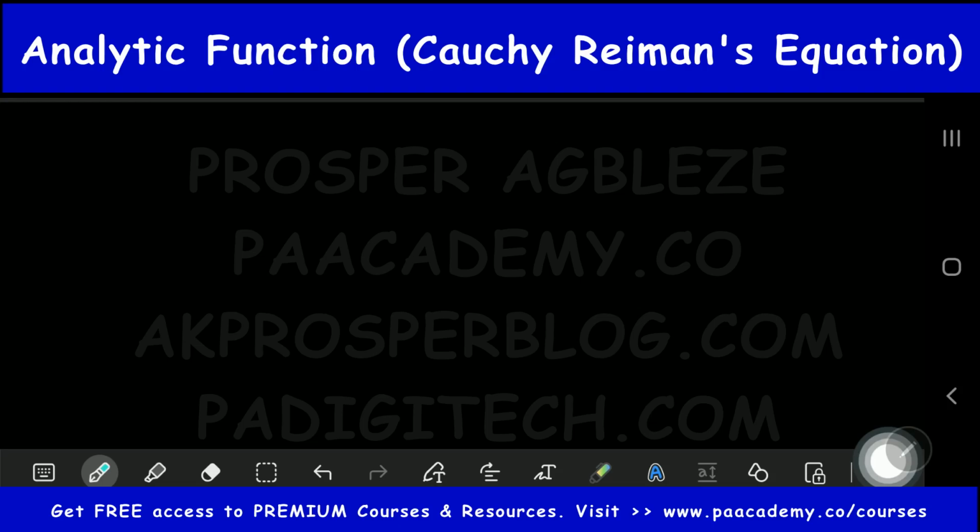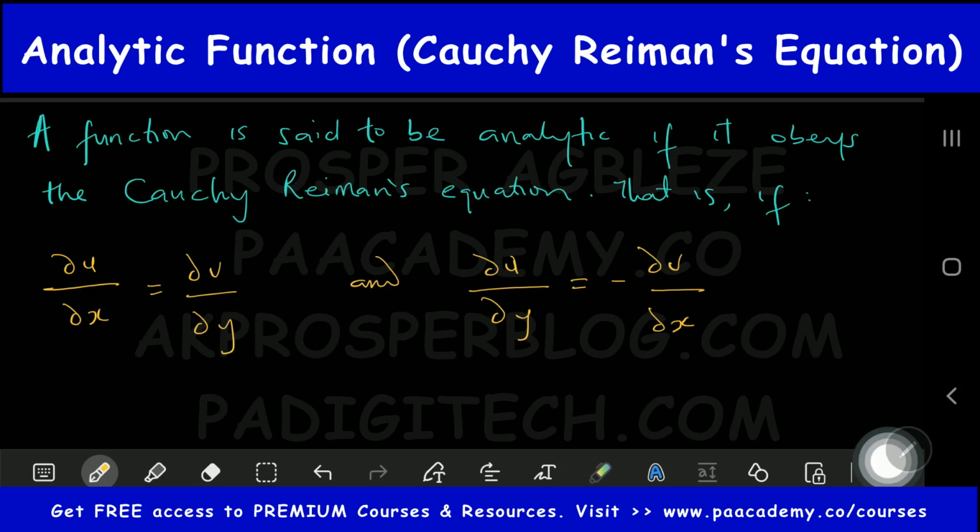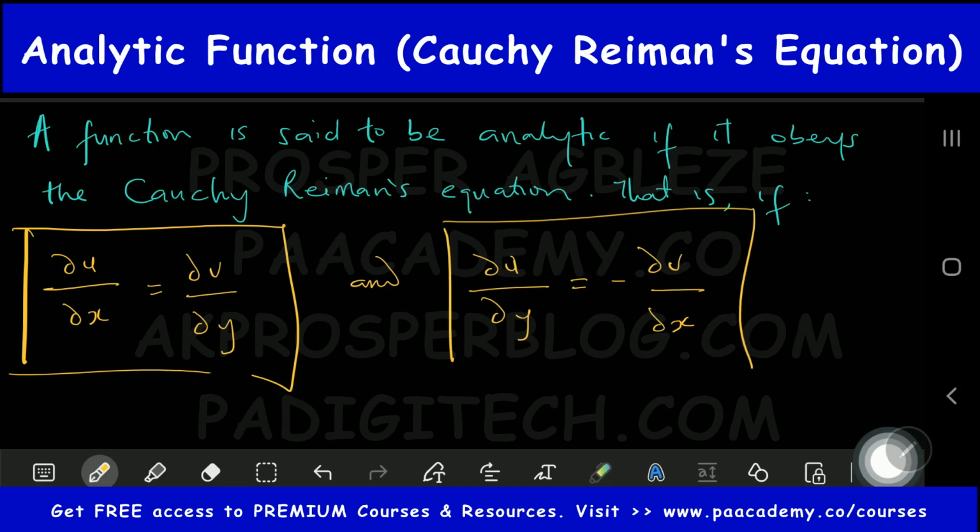So now let's look at what we mean by analytic function. So the condition is a function is said to be analytic if it obeys the Cauchy Riemann equation. Alright, and what is that equation? So if du over dx is equal to dv over dy, and du over dy is equal to minus dv over dx. Okay, so once you are able to differentiate your function and you are able to get this relation, you must have the two at the same time, then you can say the function is said to be analytic. Now let's look at one example.